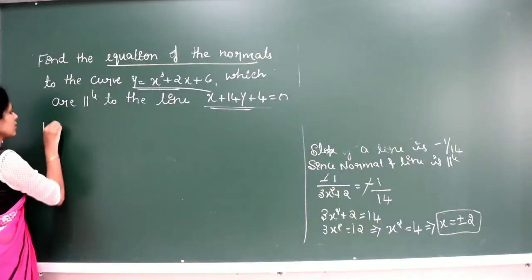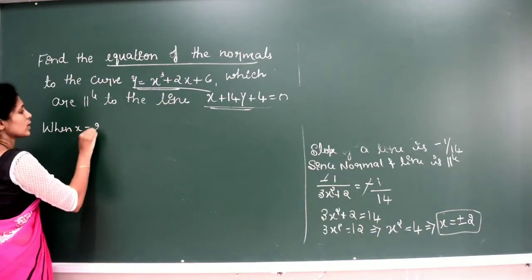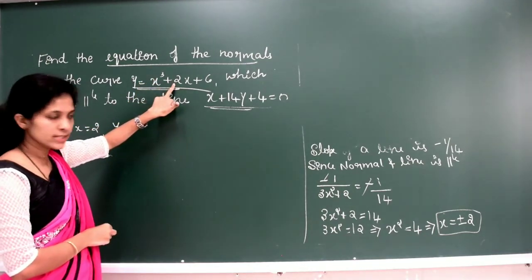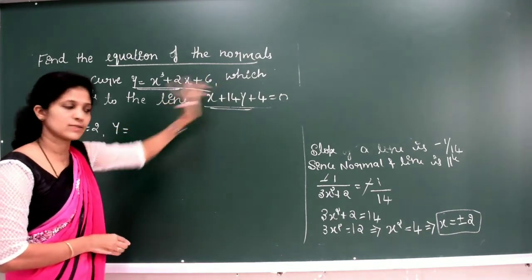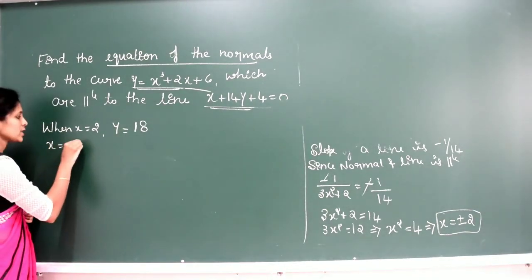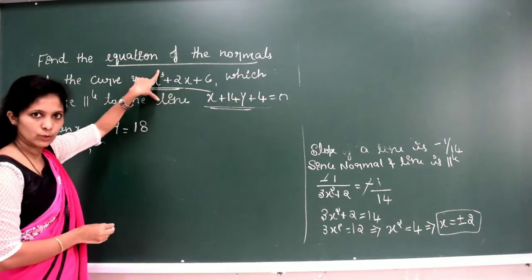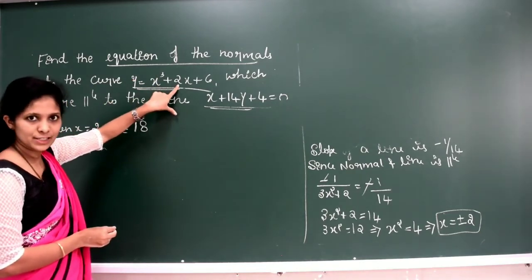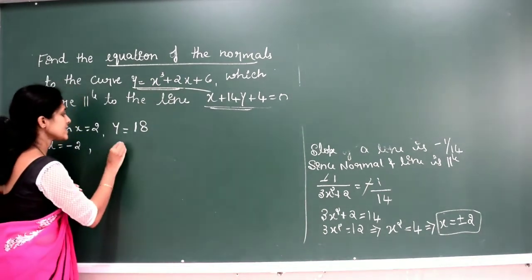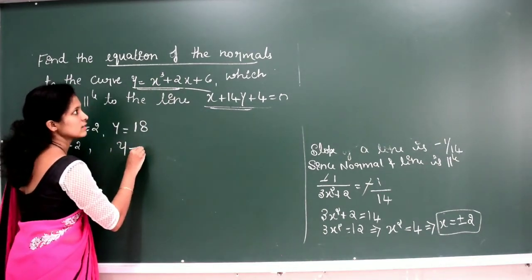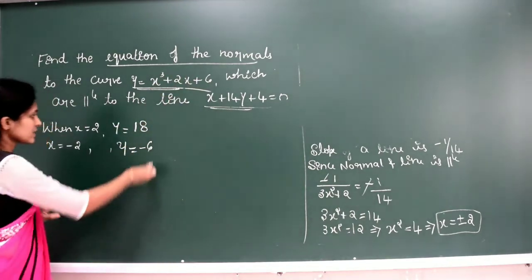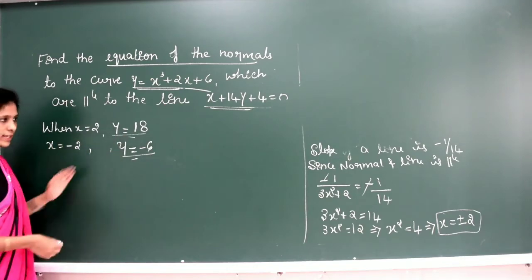Okay, either x is equal to 2. What is the value of y? Check this. 2 cube will be 8, plus 2 into 2 is 4, so it is 12. 12 plus 6 will be 18. So y is equal to 18. When the value of x is equal to minus 2, minus 2 cube will be minus 8, and this is minus 4. It will be minus 12. Minus 12 plus 6 will be minus 6. So this is the value of y and this is the value of the other one.